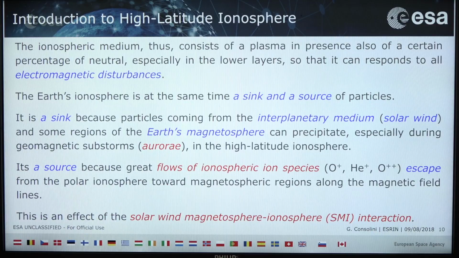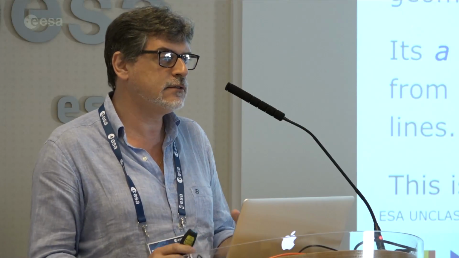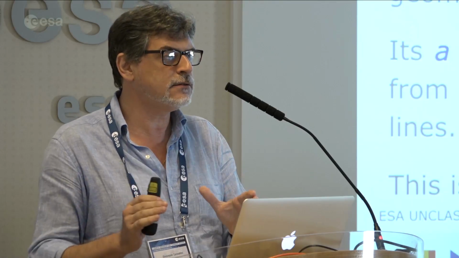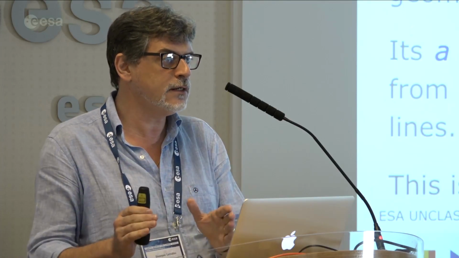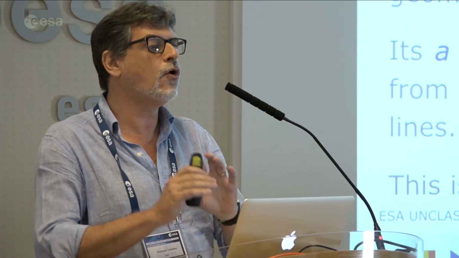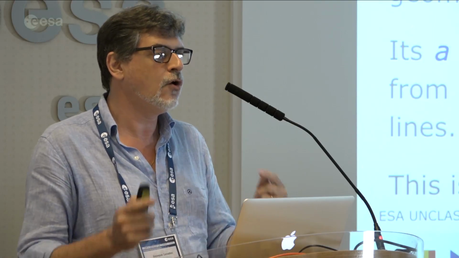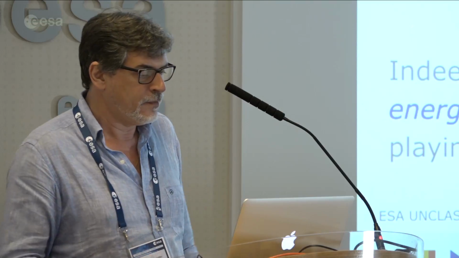This is one example of the fact that if we want to understand the physics of the ionosphere, we cannot consider the ionosphere independent from other parts. The ionosphere, the solar wind, and the magnetosphere are all one system in some sense. They are all connected.